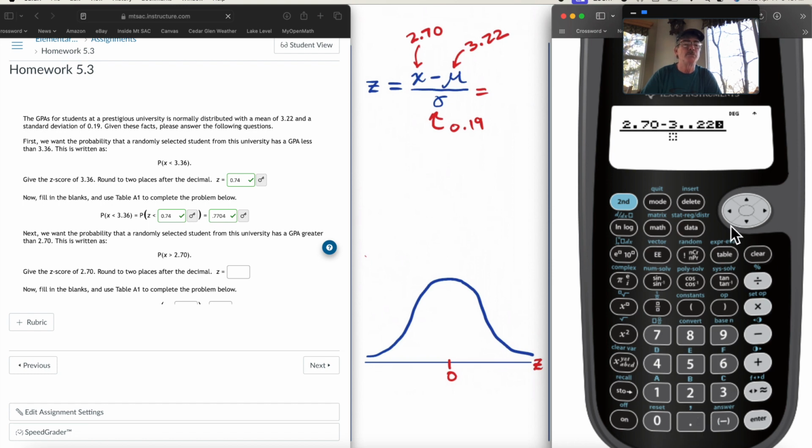Uh-oh, I've got a little problem here, so let me go back. I notice I have two decimals. I'm just going to hit delete on one of them. Okay, and then go to the denominator. It's 0.19 down there. Like that, and enter. And they want two places, so I guess we're going to have to do negative 2.74. So I'll go ahead and put that on the left of 0 this time.